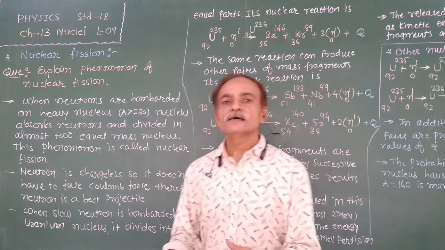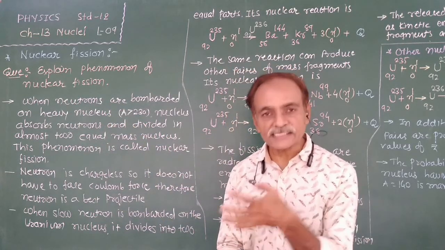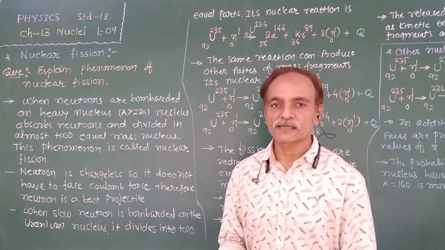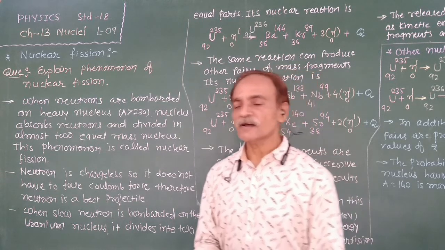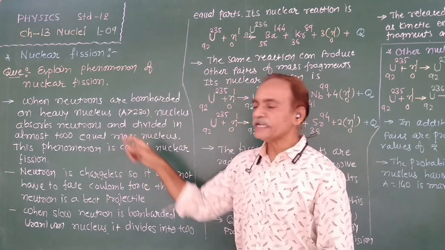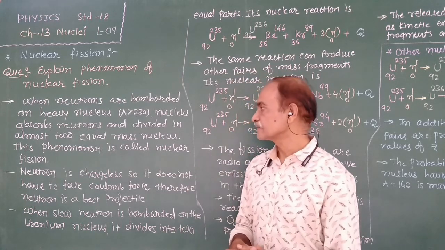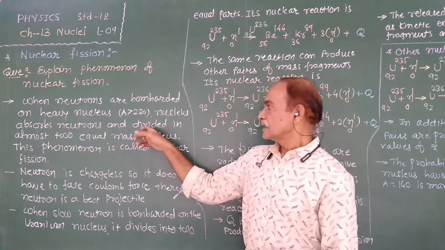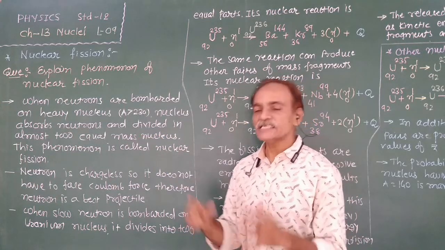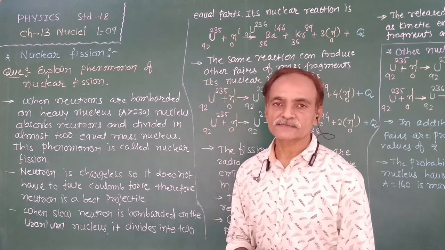Due to the bombardment of neutrons on a heavy nucleus, this heavy nucleus absorbs the neutron and becomes unstable. After that, this nucleus is divided into two almost equal mass parts. And this phenomenon is known as the nuclear fission process.